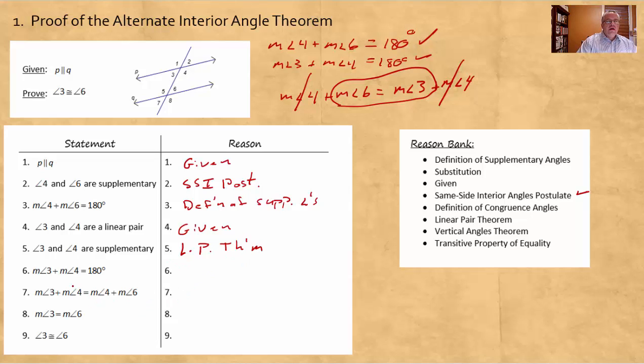All right. If 3 and 4 are supplementary, they add to 180. That's the definition of supplementary angles. Okay, it took a little while to write. Now, here we get to the statement that I said was going to happen. If 4 and 6 add to 180, and 3 and 4 add to 180, they have to equal each other. That's the transitive property of equality. Transitive property of equality.